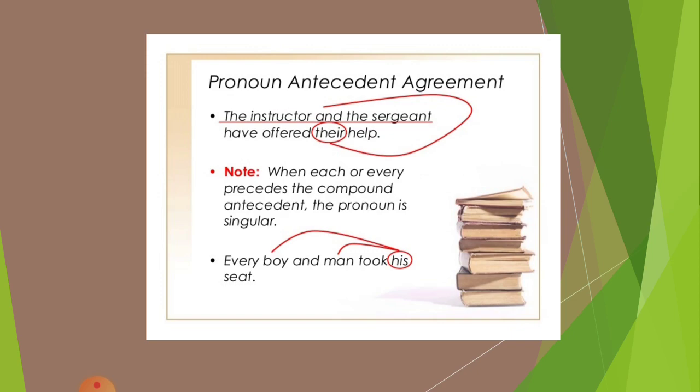But the next one you see: every boy and man took his seat. Here again you are having two antecedents, boy and man, but you have used his, the singular pronoun. Why? Because when that compound antecedent is being preceded by each or every, what is there? Every. So you will make use of the singular pronoun only, his. Got it, children? When your compound antecedent is preceded by every, then you will make use of the pronoun which is singular in number, right?